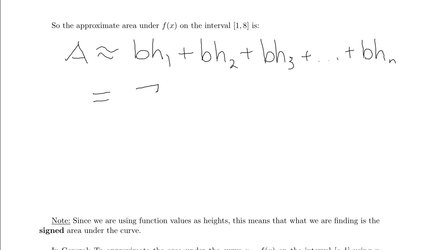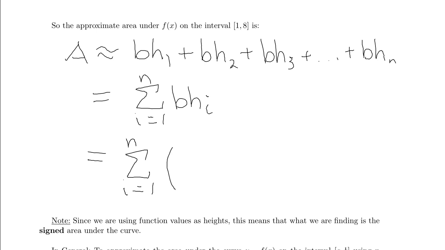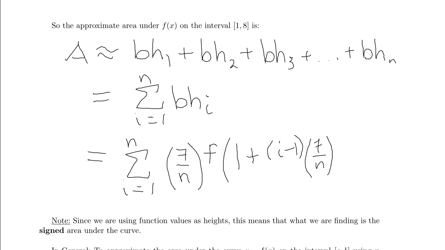We can use our sigma notation to represent this. We start off at 1 and we go up to the nth rectangle. And so we have base times height i. That's our condensed way of writing this using the sum notation. Then just plugging in for what our base length is and our height is. Our base length didn't change. That's still 7 over n, the same as the last question. But our ith height is going to be the function evaluated at the left endpoint, which is 1 plus i minus 1 times 7 over n. So we have f of that as our height.